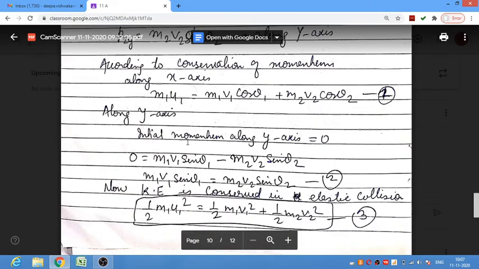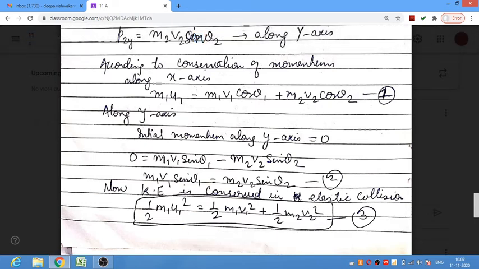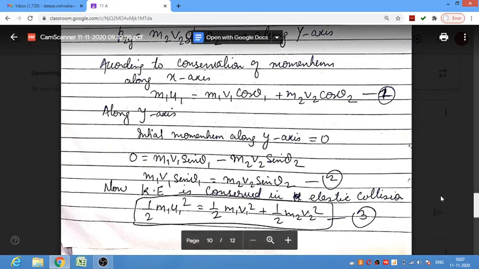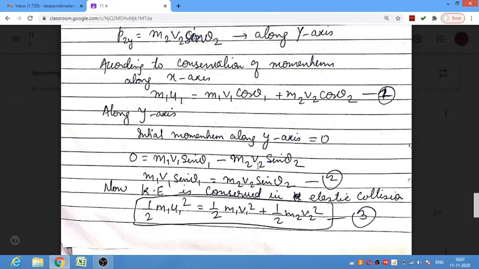Now along the y-axis, initial momentum will be equal to 0 because there is no motion along the y-axis initially. Then we can write the final momentum along the y-axis as m1 v1 sin theta 1 minus m2 v2 sin theta 2, because the velocities are in opposite directions. Now kinetic energy is also conserved. So half m1 u1 square is equal to half m1 v1 square plus half m2 v2 square. This is equation number 3.